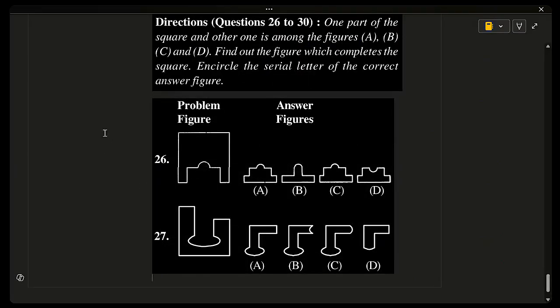So I can see that none of the options are matching with this 26th one. We are going with E for this because no option is matching. And the 27th one, we want it to be like that.